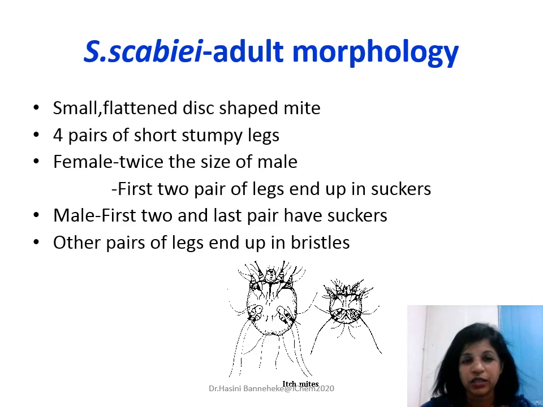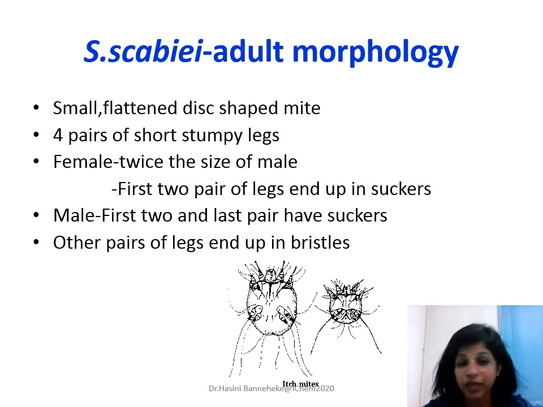So now let's see the adult morphology of scabies mite. Generally, these are small, flattened, disc-like ones, and they have four pairs of short, stumpy legs, short with chubby legs, and like in most of the others, the female is larger than the male, and there is a difference between the male and the female.